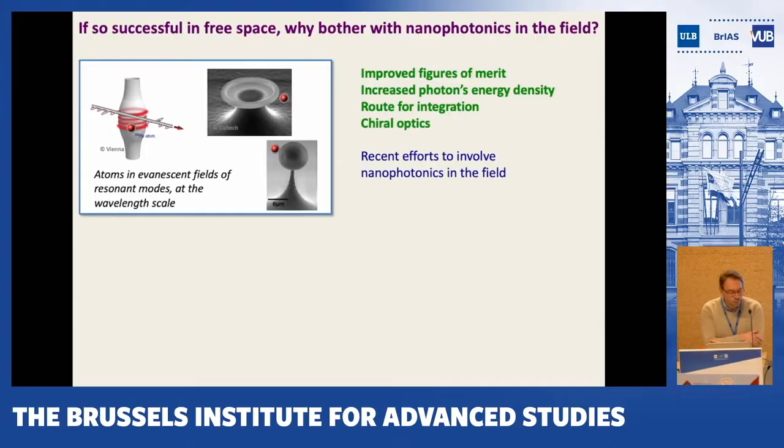So here you have a few pictures, many of them coming from Arno actually, where you have atoms in the evanescent field of structures at the nanoscale, so at the wavelength scale. And then you can trap atoms, as you can see here, in the vicinity. And then you will interact with the evanescent mode, with the evanescent field that Arno was introducing before.